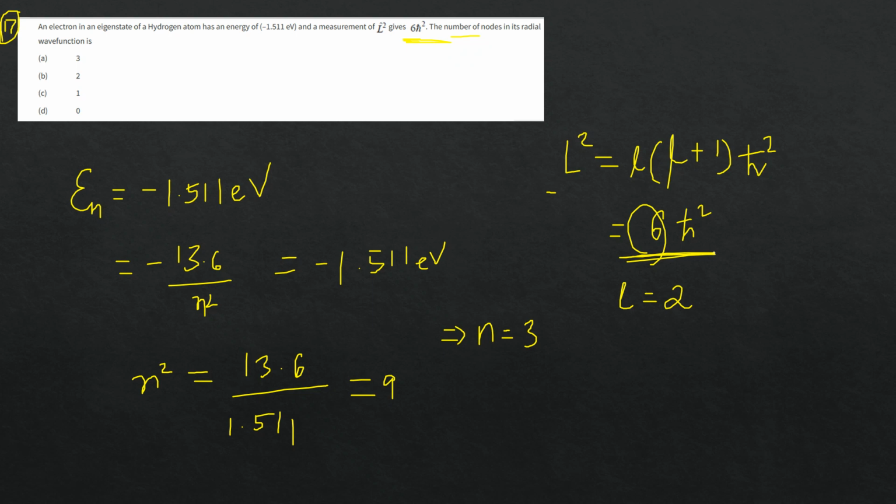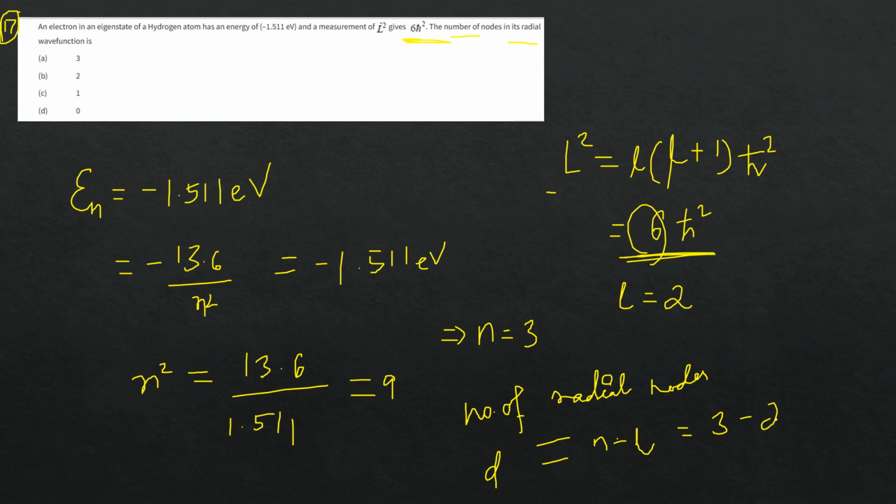Alright. So how do we calculate radial nodes? What is the formula for the number of radial nodes? It is n minus L, we subtract L from n, and sorry, minus 1 is also there. N minus L minus 1. So 3 minus 2 minus 1 is equal to 0. This is the number of radial nodes, so this is our formula, n minus L minus 1.